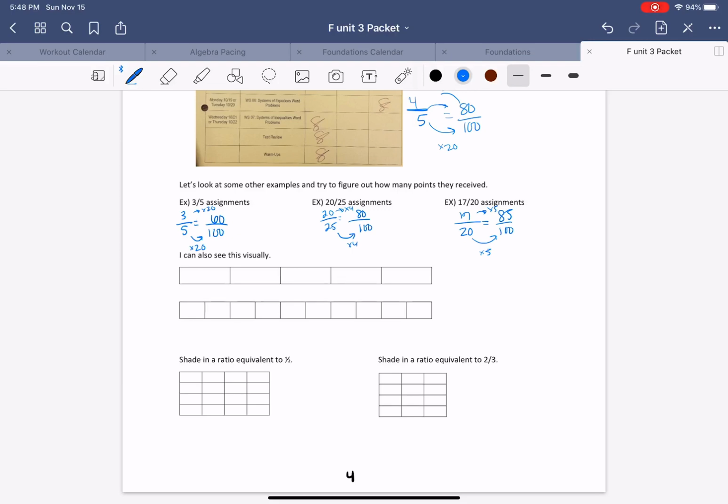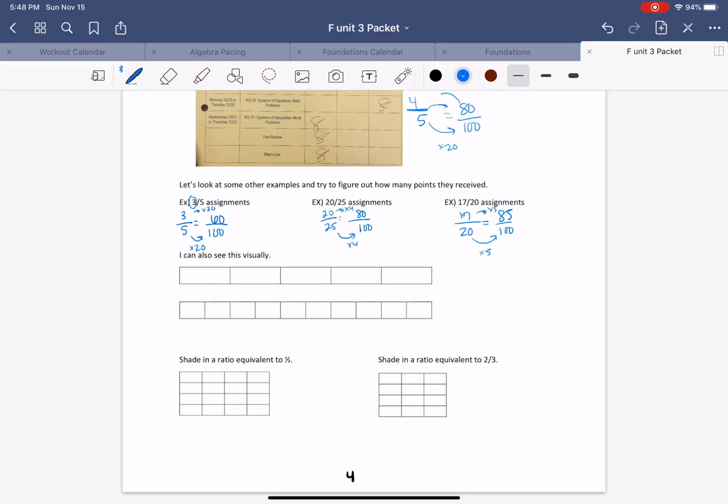Now here's something to think about when you're trying to figure out if a grading policy is fair or not. This student completed 3 out of 5 assignments. Looking at the small number of assignments, that's a good amount, but they only made a 60. If they completed 3 out of 20, that would be a 15, which is a lot lower. So it's important to think about how much we originally started with.